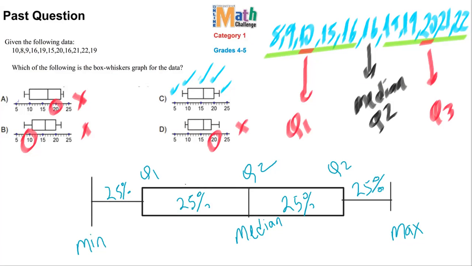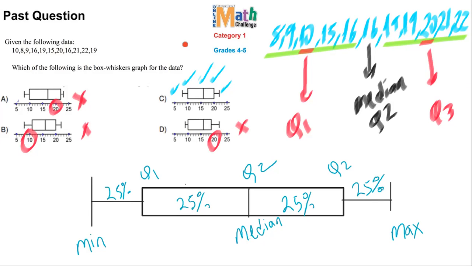So this is our first question from category 1. It's related to box whisker, or box plot by another name. The question asks which option is the right representation of this data. First, let's arrange all the data in increasing order and count how many data we have.